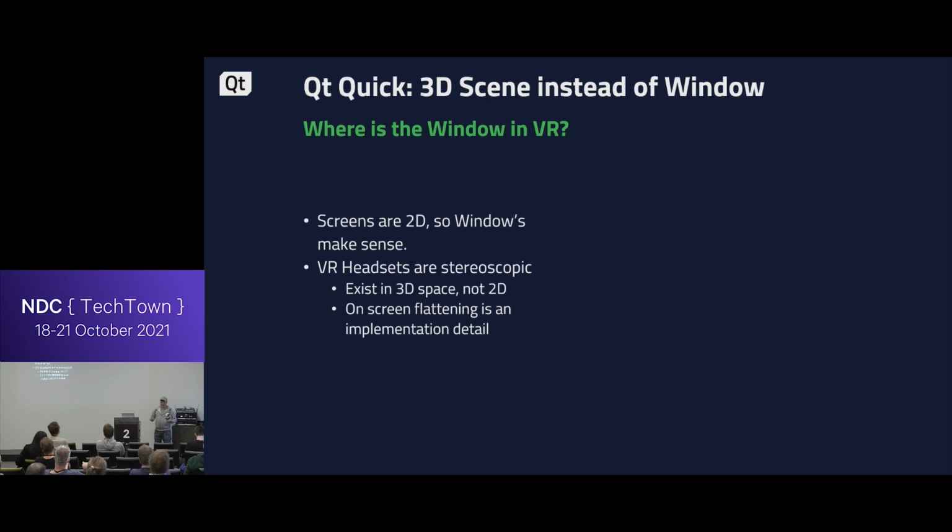And so you are technically projecting to something flat, but there's no window. When you're doing stereoscopic rendering, you're directly in 3D space. So the whole concept of a window kind of breaks down if you have a head-mounted display. So how do you work around this with Qt Quick? Because by default, everything requires that you have a window in a scene.